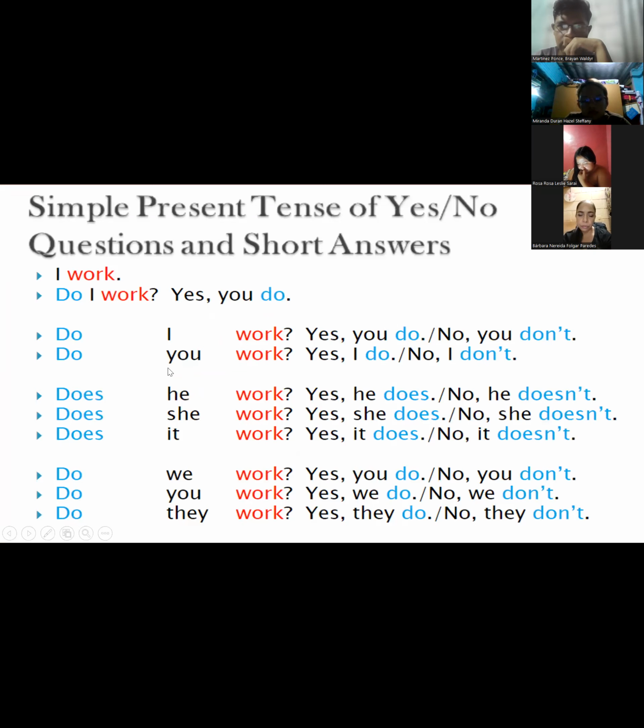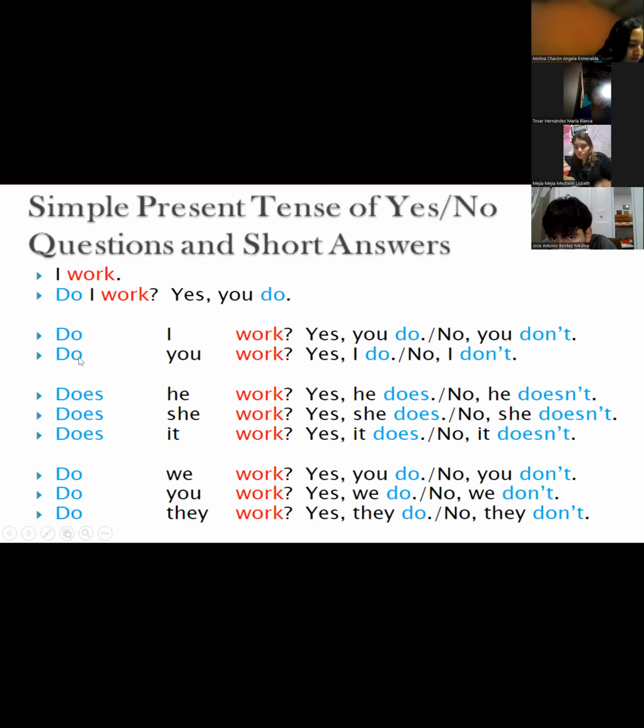I have an example of questions and short answers. Why is this called yes or no questions? ¿Por qué se llama yes or no questions? Porque la respuesta siempre va a ser sí o no. Okay, example: I work. The question will be, "Do I work?" And if I ask you, class, "Do I work?" ustedes me van a decir, "Yes, you do," or "No, you don't," okay?